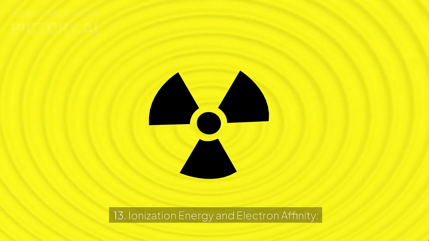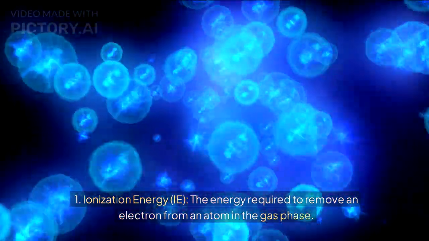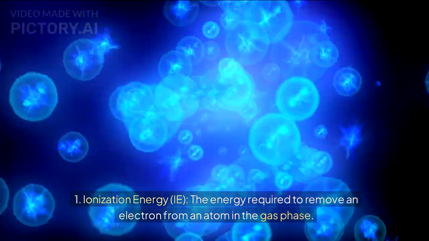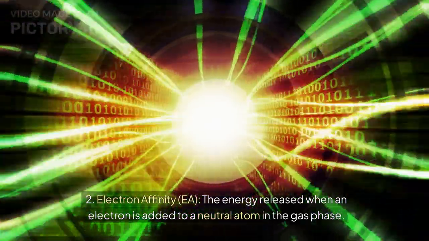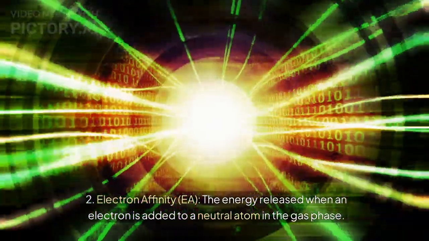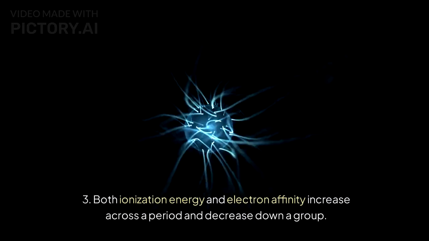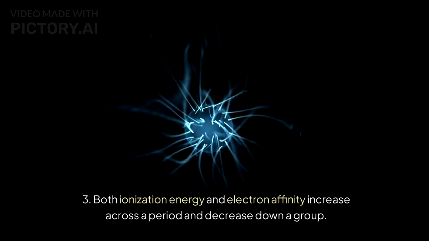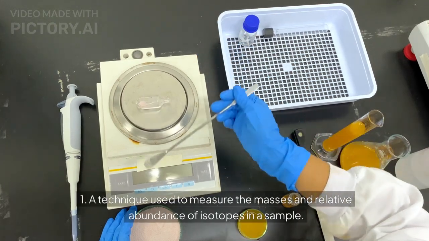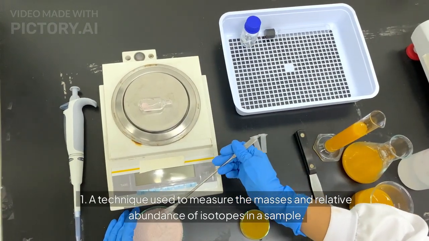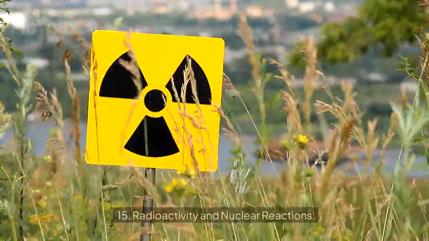13. Ionization energy and electron affinity. Ionization energy is the energy required to remove an electron from an atom in the gas phase. Electron affinity, EA, is the energy released when an electron is added to a neutral atom in the gas phase. Both generally increase across a period and decrease down a group. 14. Mass spectrometry: a technique used to measure the masses and relative abundance of isotopes in a sample.